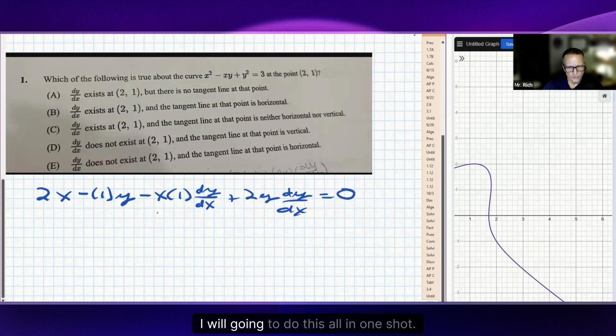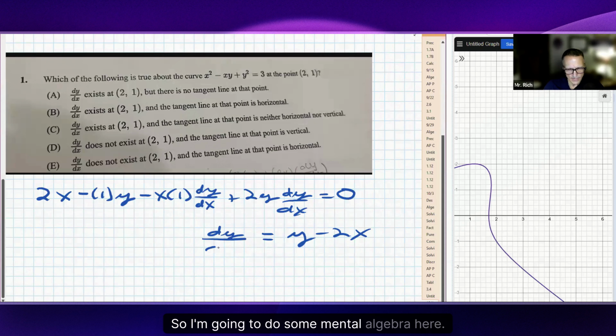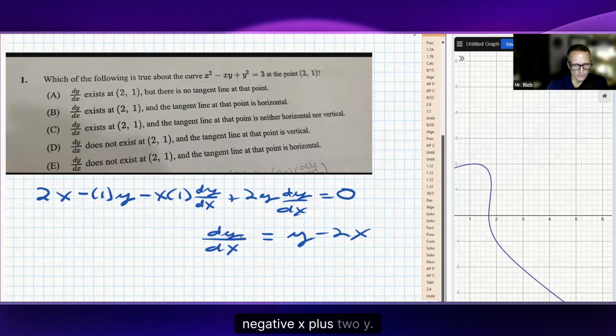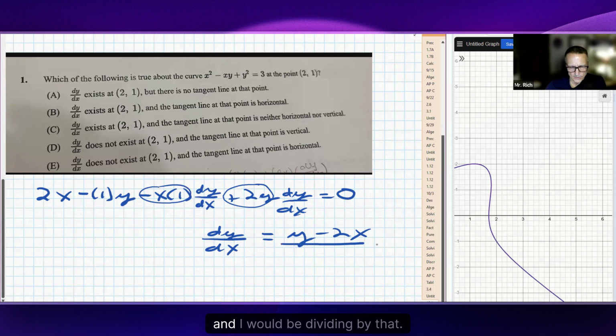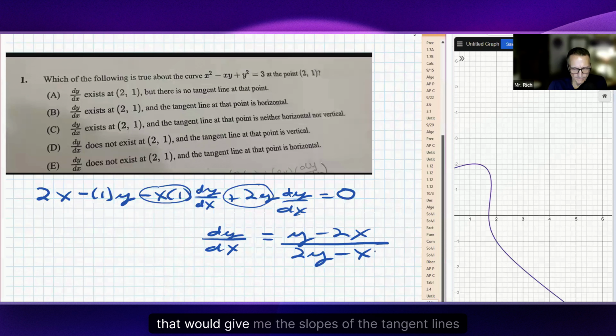I'm going to do this all in one shot. I'm going to move these two terms over, making y minus 2x over here. I'm going to factor out the dy/dx, so I'm going to do some mental algebra here. When I factor out that dy/dx, that's going to give me 2y minus x, or negative x plus 2y. I'm just reversing the order here. This would be 2y minus x, and I would be dividing by that. That would give me the slopes of the tangent lines for that curve.